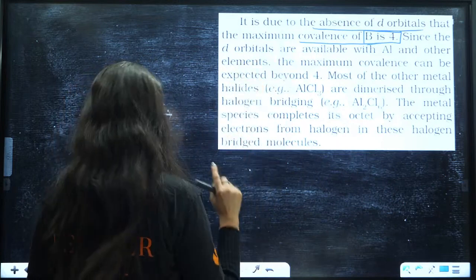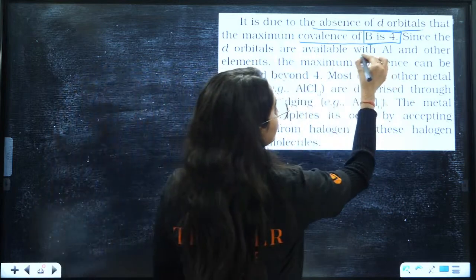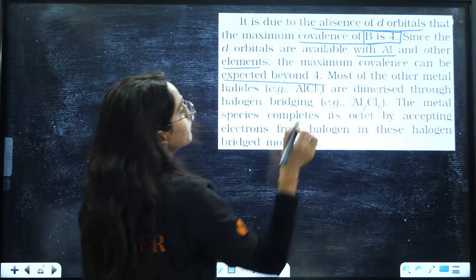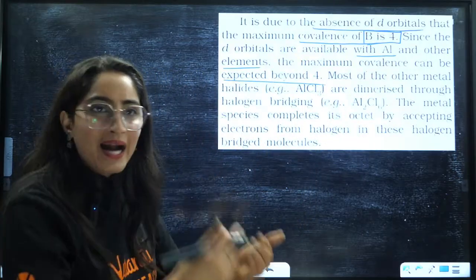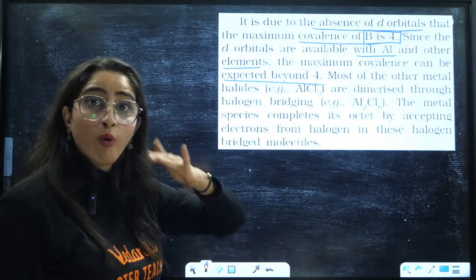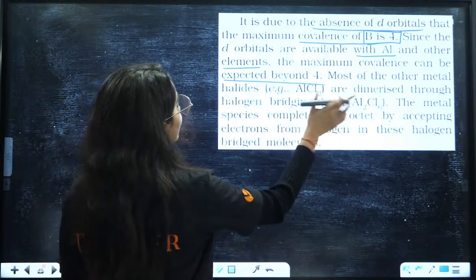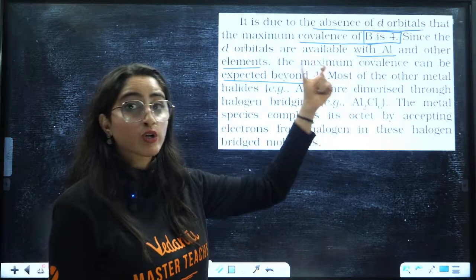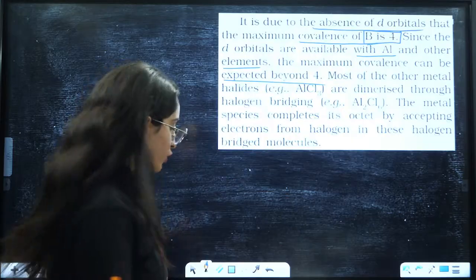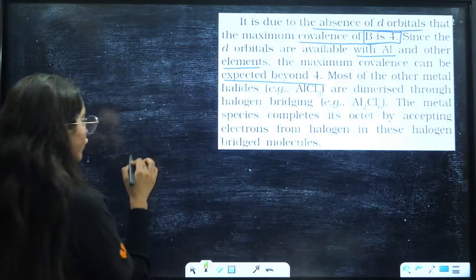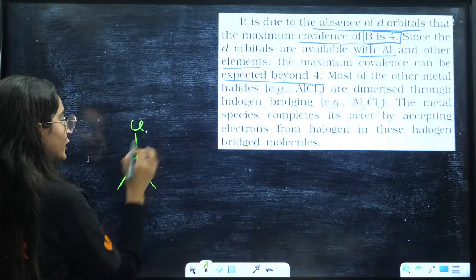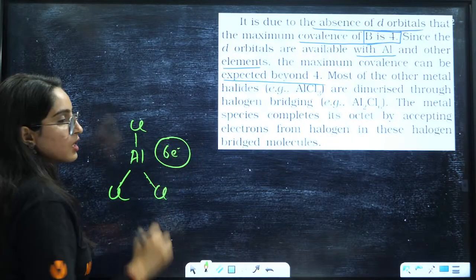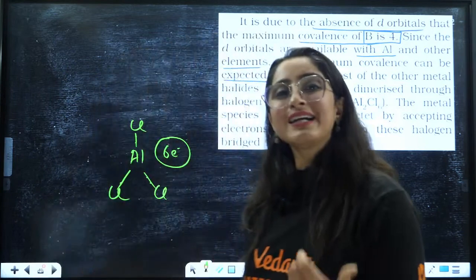Since d orbitals are available with aluminium and other elements, the maximum covalency can go beyond 4. It can expand the covalency and can also form 6 bonds. Most of the other metal halides are dimerized, as we have talked about. If you talk about AlCl3, it also has 6 electrons around it, 1, 2, 3, 4, 5, 6, but to complete the octet, it will dimerize.